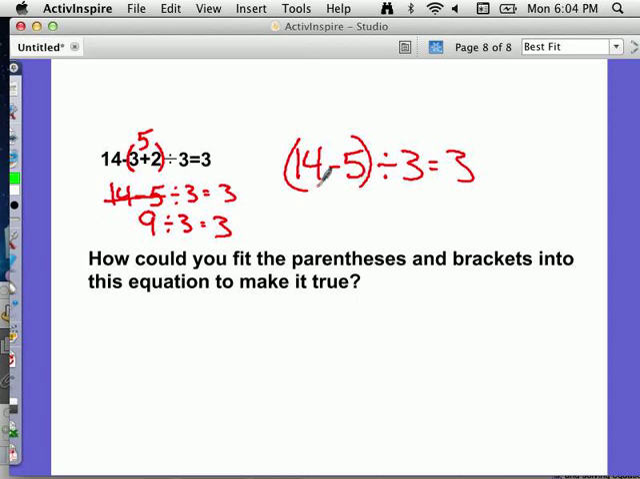Therefore, 14 minus 5 is 9. Now we have 9 divided by 3 equals 3. Is that a little better? That's a lot better. That just makes my day. I'm glad. There you go, boys and girls. That sums it up for Unit 2, Part 2.